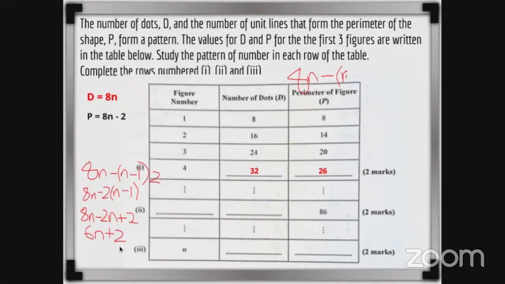And this of course is equal to what? What is this expression equal to? Is it D or P? Come on, guys, you have to be following. It is equal to P. It is equal to the perimeter.